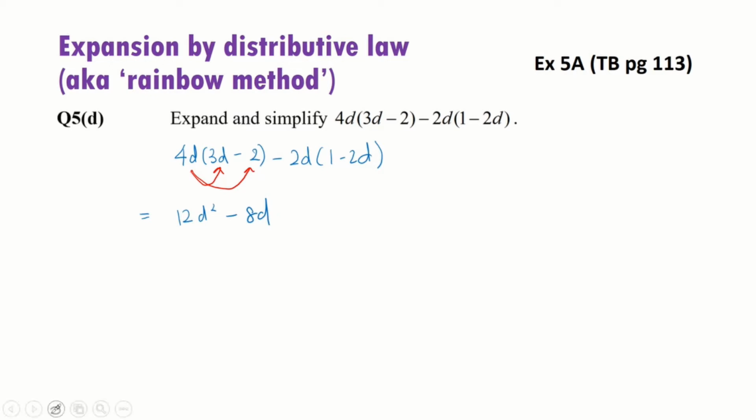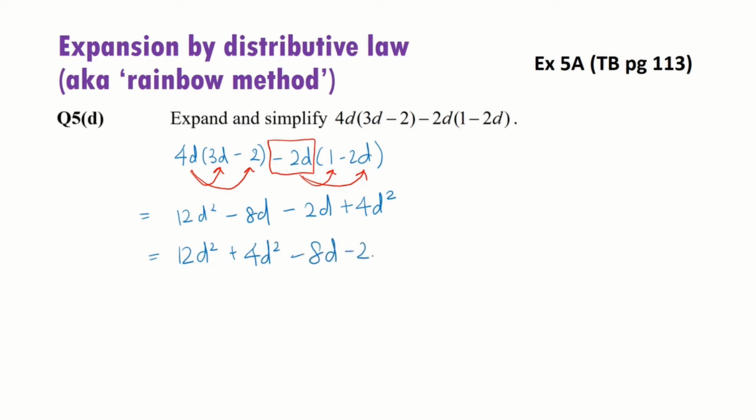Do be very careful that in the next part, we are looking at minus 2d. When we multiply using our rainbow method, we will be getting minus 2d, because minus 2d times 1 gives us minus 2d, and then minus 2d times minus 2d again, so minus minus becomes a plus, and we will get plus 4d squared. Then we can rearrange the terms according to the like terms, and we will achieve this. So 12d squared plus 4d squared will be equal to 16d squared.